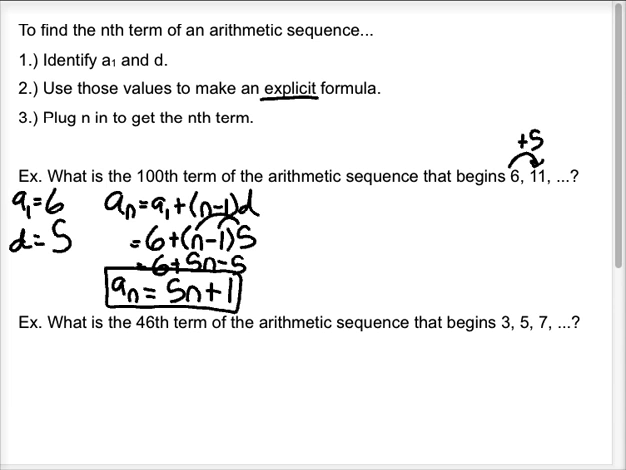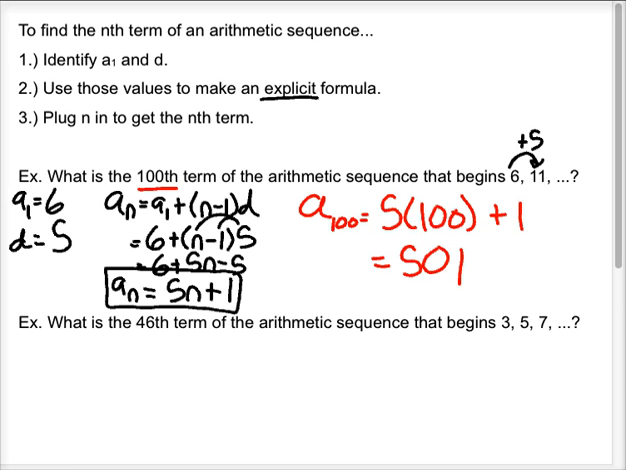All right, so we have our explicit formula. Well, what we want to do now is find that 100th term. So now I'm going to switch gears. The 100th, excuse me, class, that 100th term. So if I'm trying to find A of 100, all I have to do is plug 100 into that formula. And I will get that the 100th term is 501.